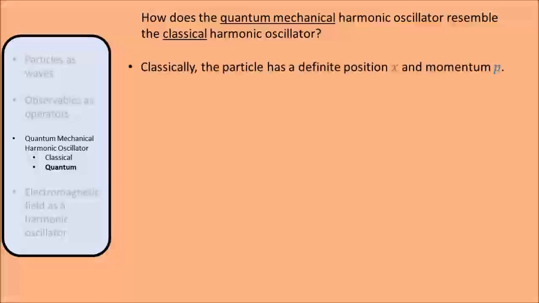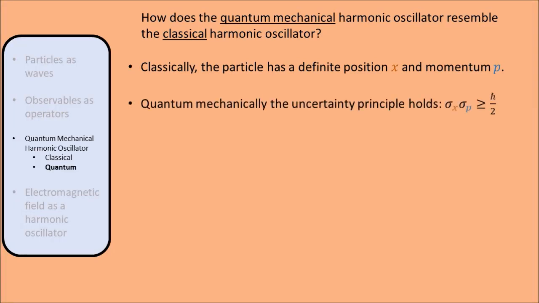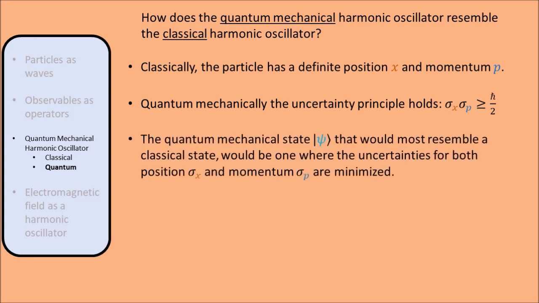Classically, a particle has at each point in time a definite position x and a definite momentum p. Quantum mechanically, there is an uncertainty relation between the two. So to find the quantum state that most resembles the classical case, it makes sense to find the state for which the uncertainties in x and p are minimal and equal. Such quantum states are called coherent states.